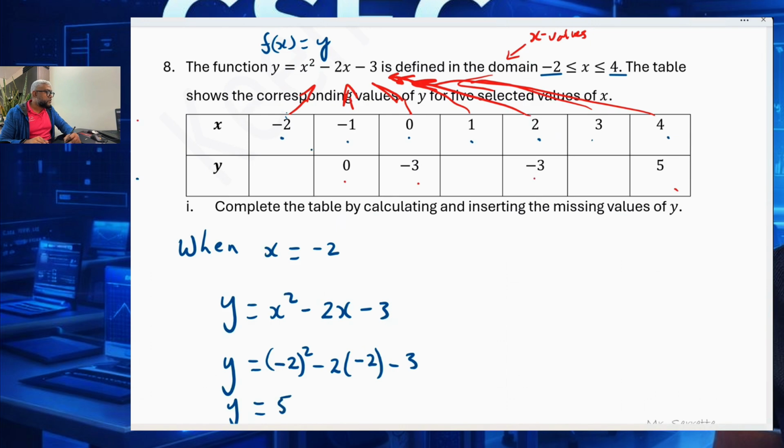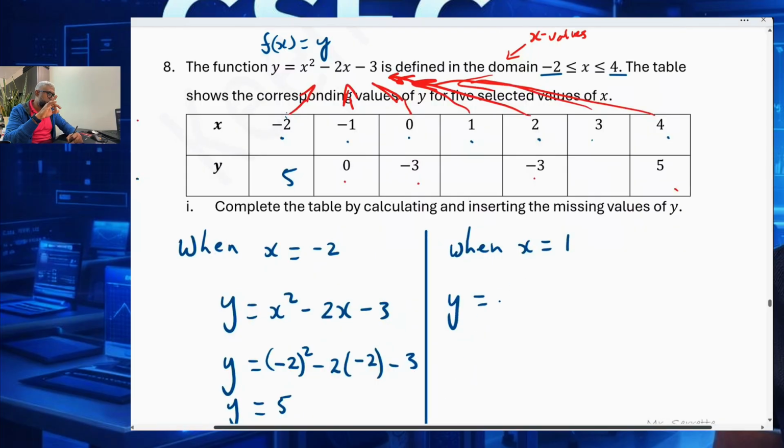Right? So, our next column that has a missing value for y. What will be the value of x there? So, let me just do the work in here. Y will be equal to 1 squared minus 2 by 1 minus 3. Y will be equal to minus 4. Put him in, -4.